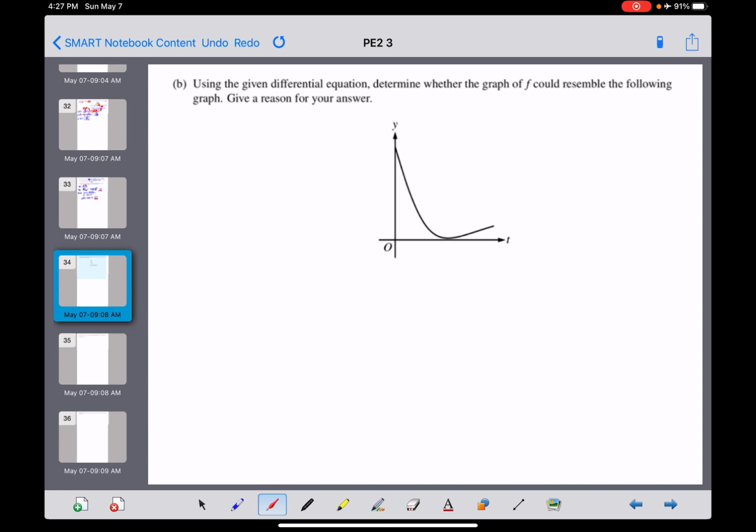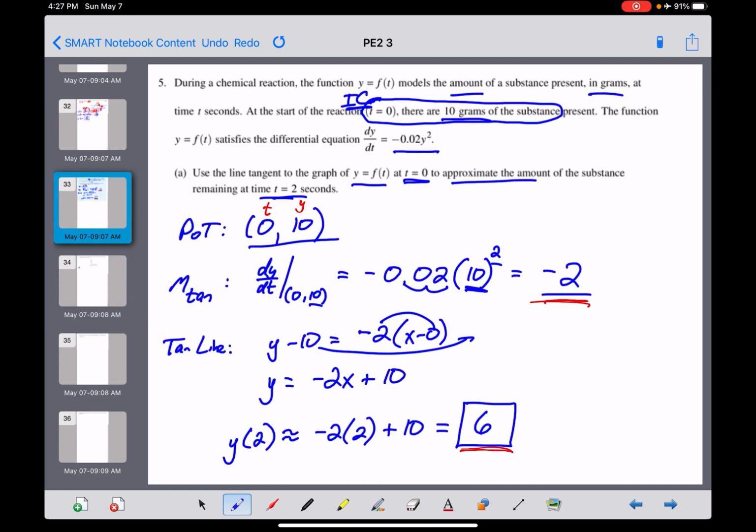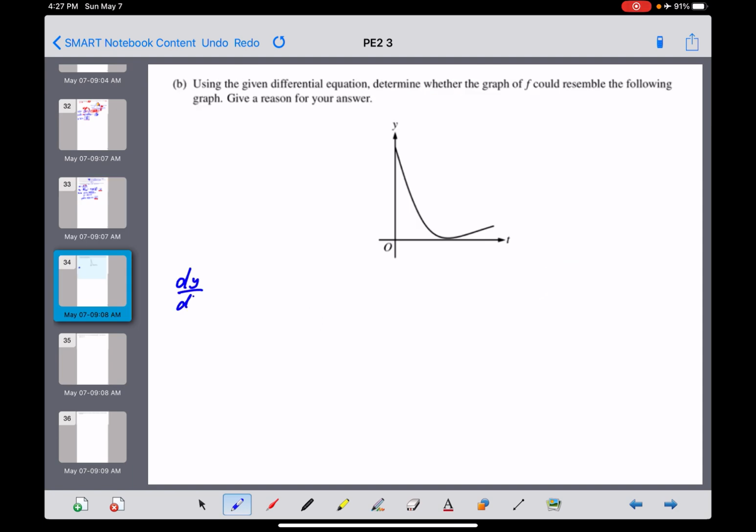Part B was a weird question, and you guys didn't do great with it. Let's talk about why. Using the given differential equation, and I should write that down again, guys, the derivative of y with respect to t was negative 0.02 times y squared. So we've got the derivative given by that. Determine whether the graph of f, which is given to us here, could resemble the following graph. Okay, so can y equals f of t be this graph right over here? And let's talk about why.